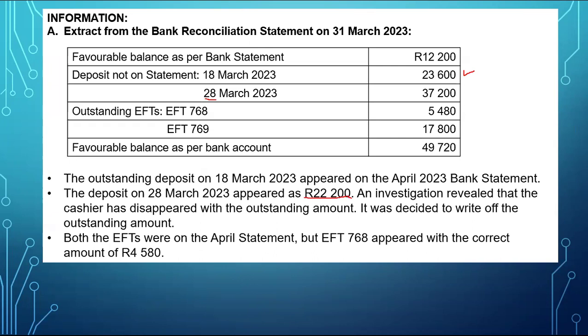Because this was a deposit, it means it was recorded in the CRJ as 37,200. But in the bank statement, it appeared as 22,200, meaning that our CRJ is overstated by the difference. To cancel that overstatement, we have to record the difference in the cash payments journal.